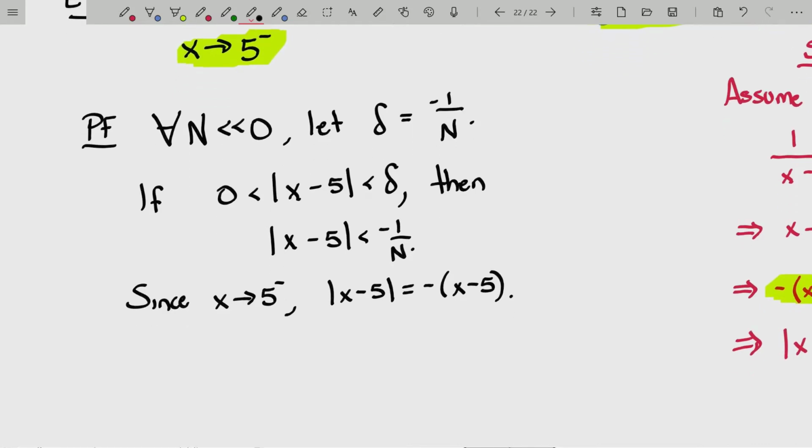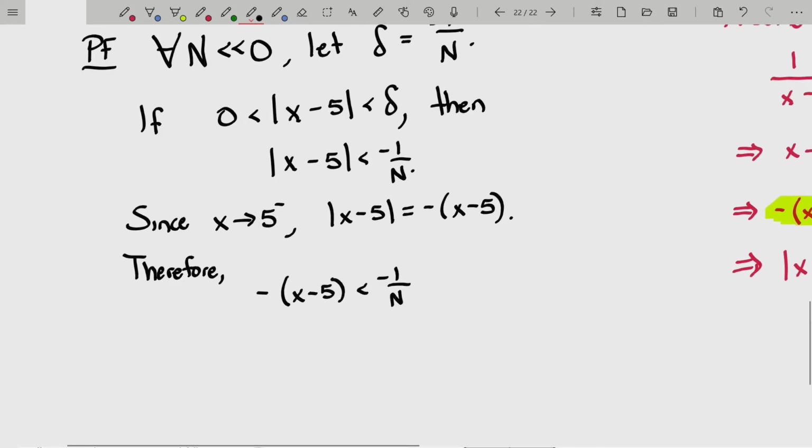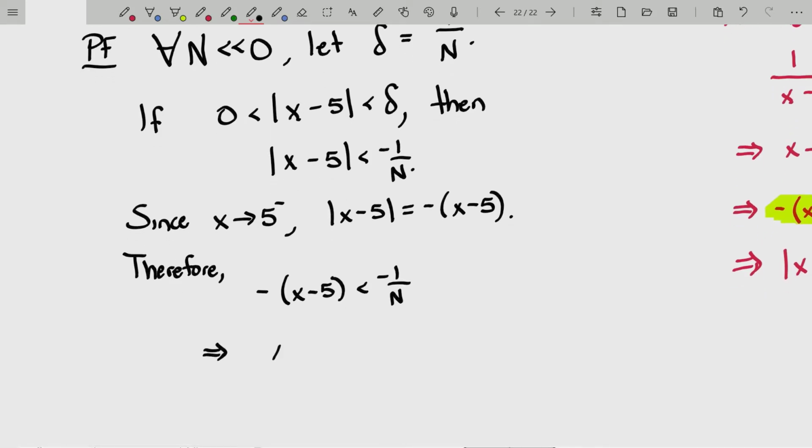So if that's the case, then you'll all agree, therefore, because that's more mathy, instead of the absolute value of x minus 5 being less than negative 1 over n, the opposite of x minus 5 must be less than negative 1 over n. And everybody says, yeah, okay. And I say, since you're all good with your algebra, I'm going to multiply both sides by negative 1. You guys seem to be pretty okay with that. And when I do that, I get to swap the inequality. And they say, yeah, that's okay.